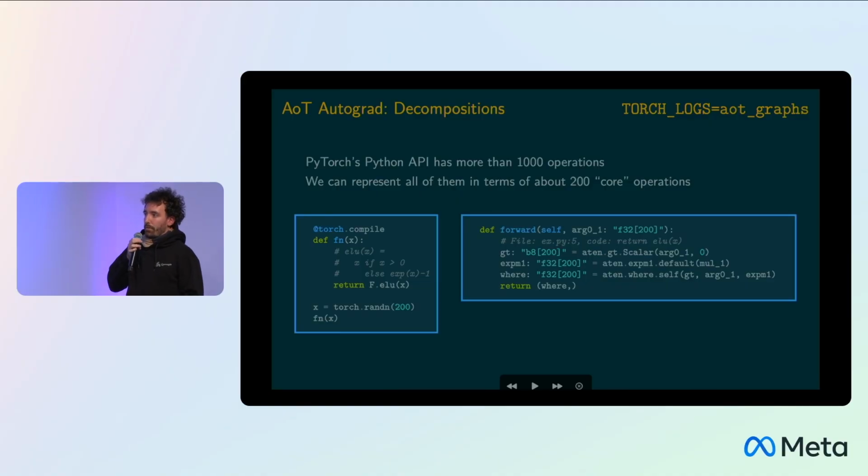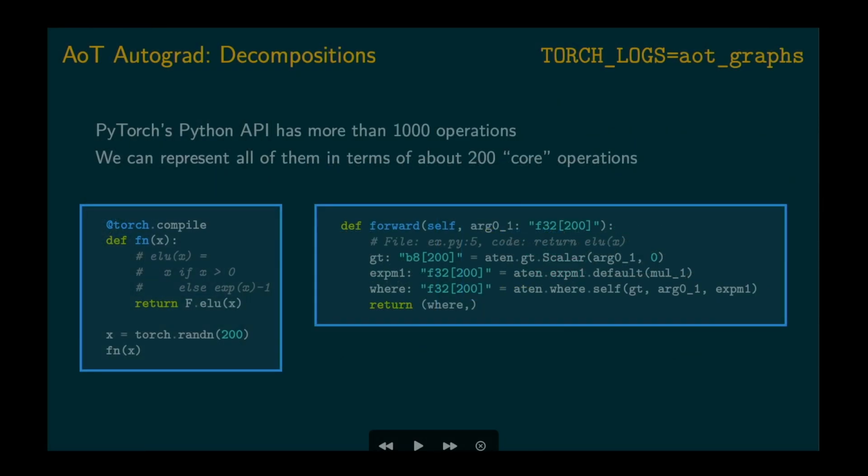So here is an example of an AOT graph. We can see it with torch logs AOT graphs. Here we have a very simple operation that returns x if x is greater than 0, and otherwise computes the exponential minus 1. This is an activation function that we have in PyTorch.